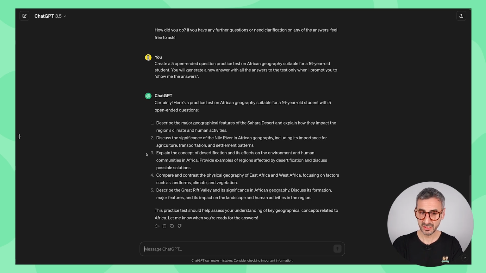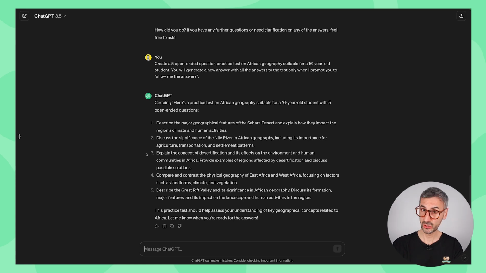Compare and contrast the physical geography of East Africa and West Africa, focusing on factors such as landforms, climate, and vegetation. Describe the Great Rift Valley and its significance in African geography. Discuss its formation, major features, and its impact on the landscape and human activities in the region. All right, so this is a pretty robust test.